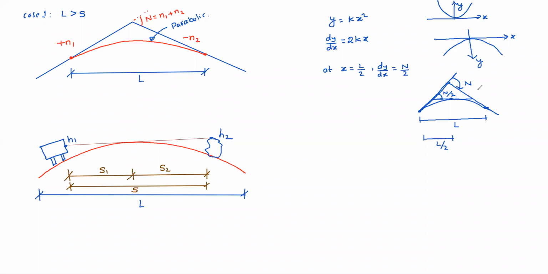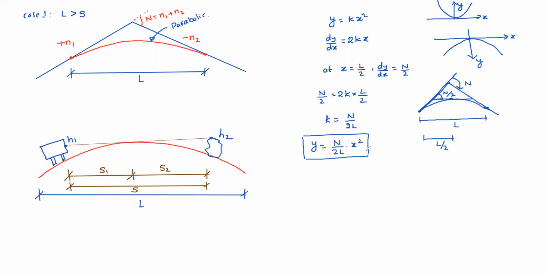Yes, sir. Okay. You can substitute this value in this dy by dx equation. So dy by dx is n by 2 equal to 2k into x, x is L by 2. So k you can get. So 2 gets cancelled. k equal to n by 2L, right? So then the parabola equation is y equal to k, that means n by 2L into x square. So this is the parabola equation.